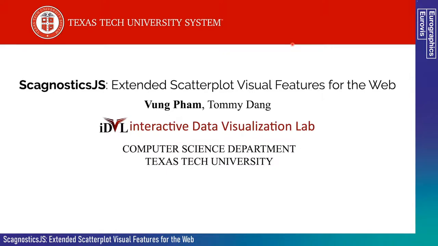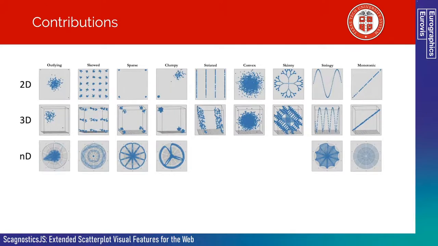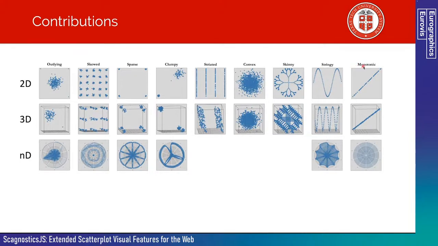Scatnostics.js, Extended Scatterplot Visual Features for the Web by Vung Pham and Tommy Dang from Interactive Data Visualization Lab, Computer Science Department, Texas Tech University. Scatnostics is the set of features that characterize the data distribution in scatterplots. There are 9 scores in scatnostics, including outlying, skewed, sparse, clumpy, striated, convex, skinny, stringy, and monotonic. However, there is no formally published implementation of 3D or higher dimension scatnostics.